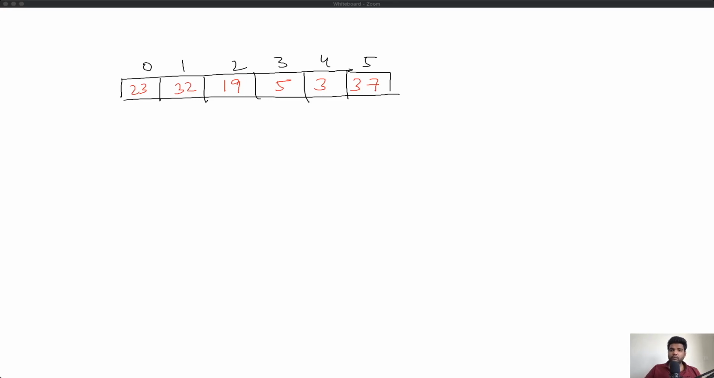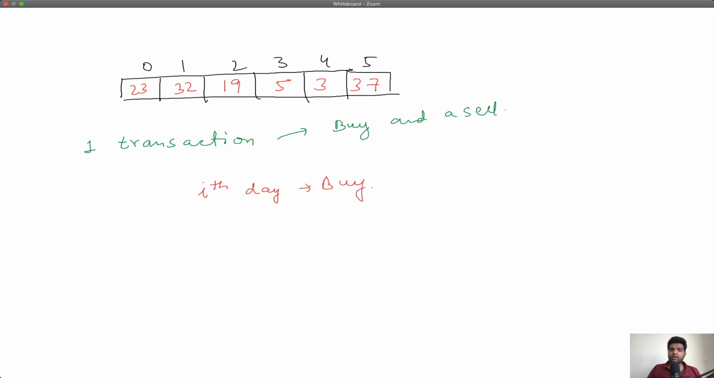What you are allowed to do is perform one transaction. What is the definition of a transaction? A transaction is a buy and a sell. So you are allowed to buy stock on one day i. Let's say on the ith day you buy the stock, and you can sell it on any day later than the ith day. So this constitutes one transaction. You have to find out the maximum profit that you can make with one transaction.